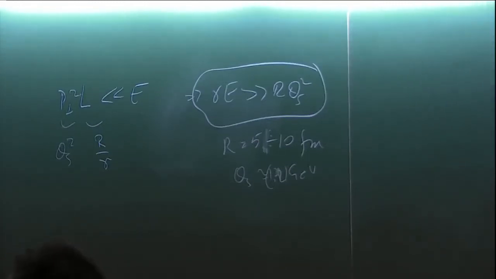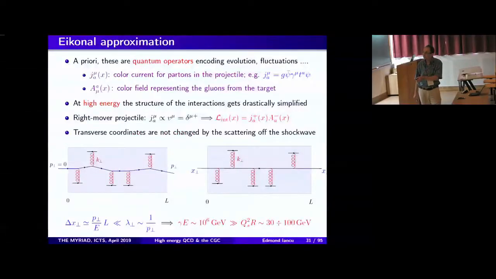So one can ignore the change in transverse coordinate. And why is this important? Because x perp appears to be a good quantum number. And then the multiple scattering theory is very easy to resum in the eikonal approximation. That statement, that the transverse coordinate of the projectile is not modified by the interaction, is known as the eikonal approximation.